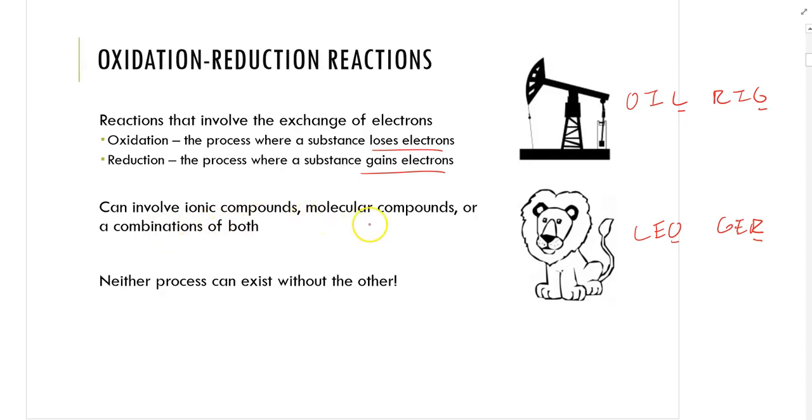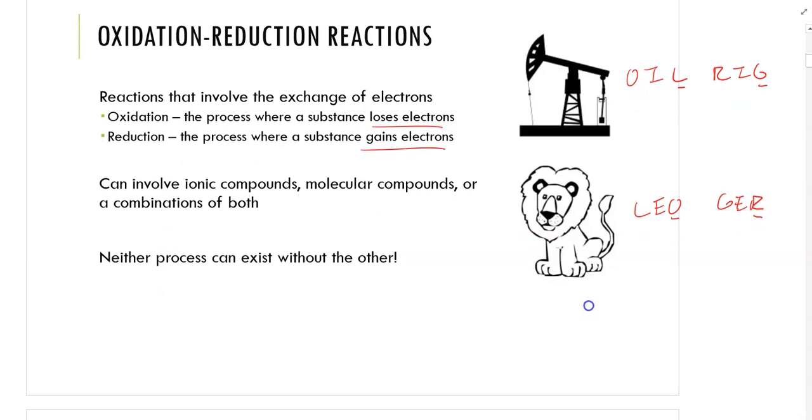This can involve ionic compounds, molecular compounds, elements, combinations of both, ions. It's kind of a free-for-all. So it looks a little messy at first, but I think you'll find you get the hang of it and focus on the parts that really matter.